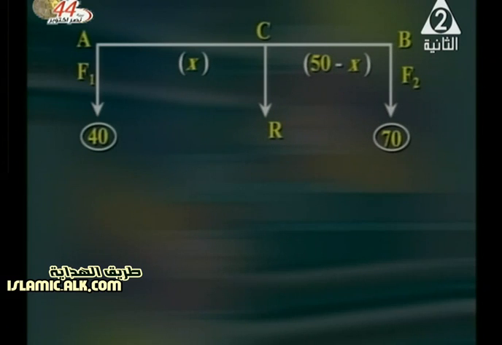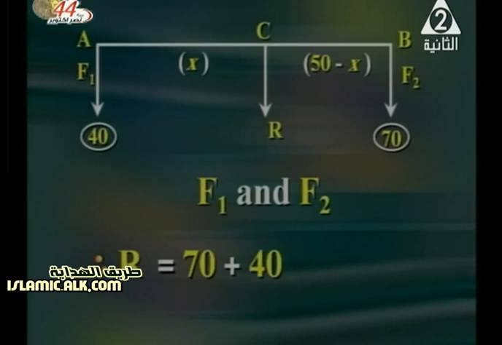Look, dear student, we have two forces, F1 and F2. F1 equals 40, F2 equals 70. The two forces are acting in the same direction, then R is the sum of the two forces and in the same direction. AB equals 50 centimeter. Let C belong to AB and AC equal x, then CB equals 50 minus x. The resultant of F1 and F2 in the same direction equals 70 plus 40 equals 110 Newton.